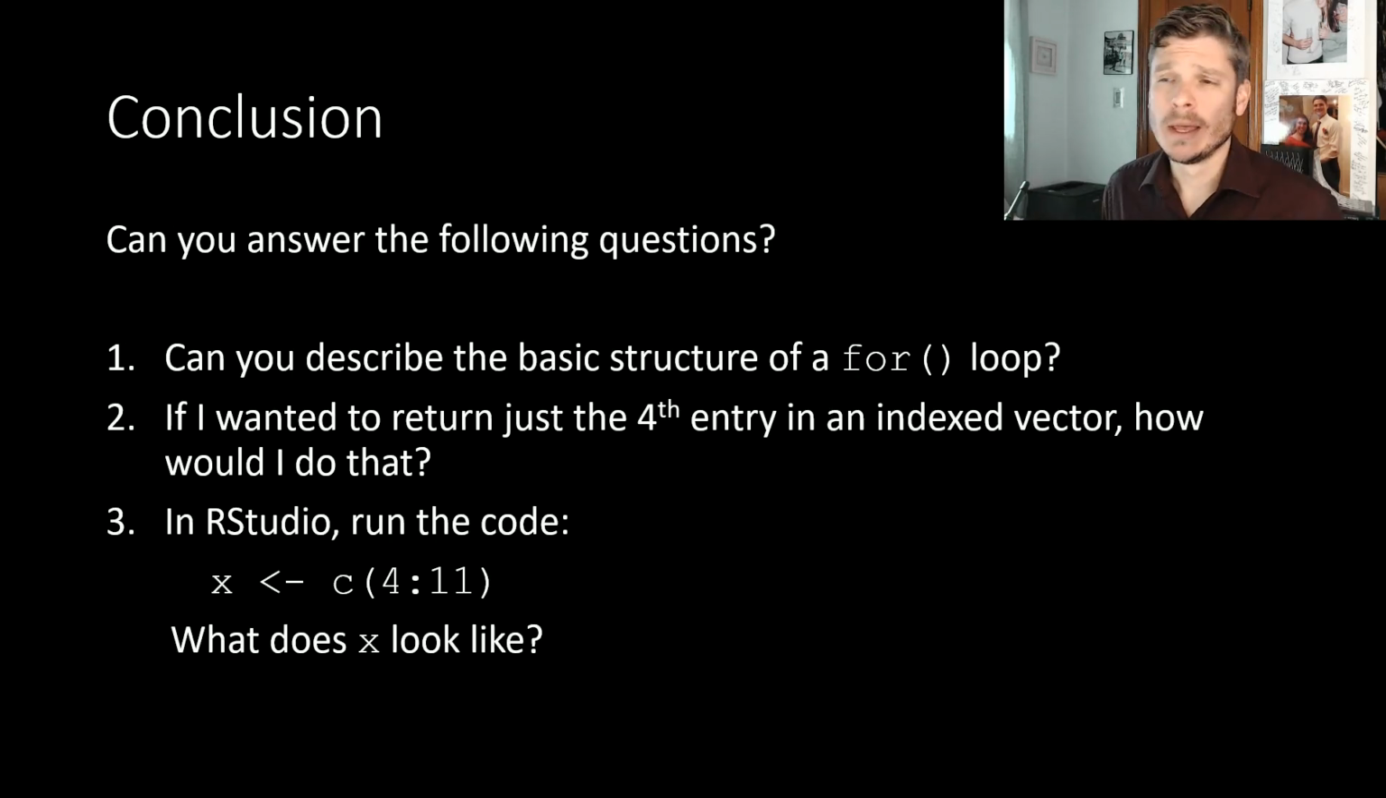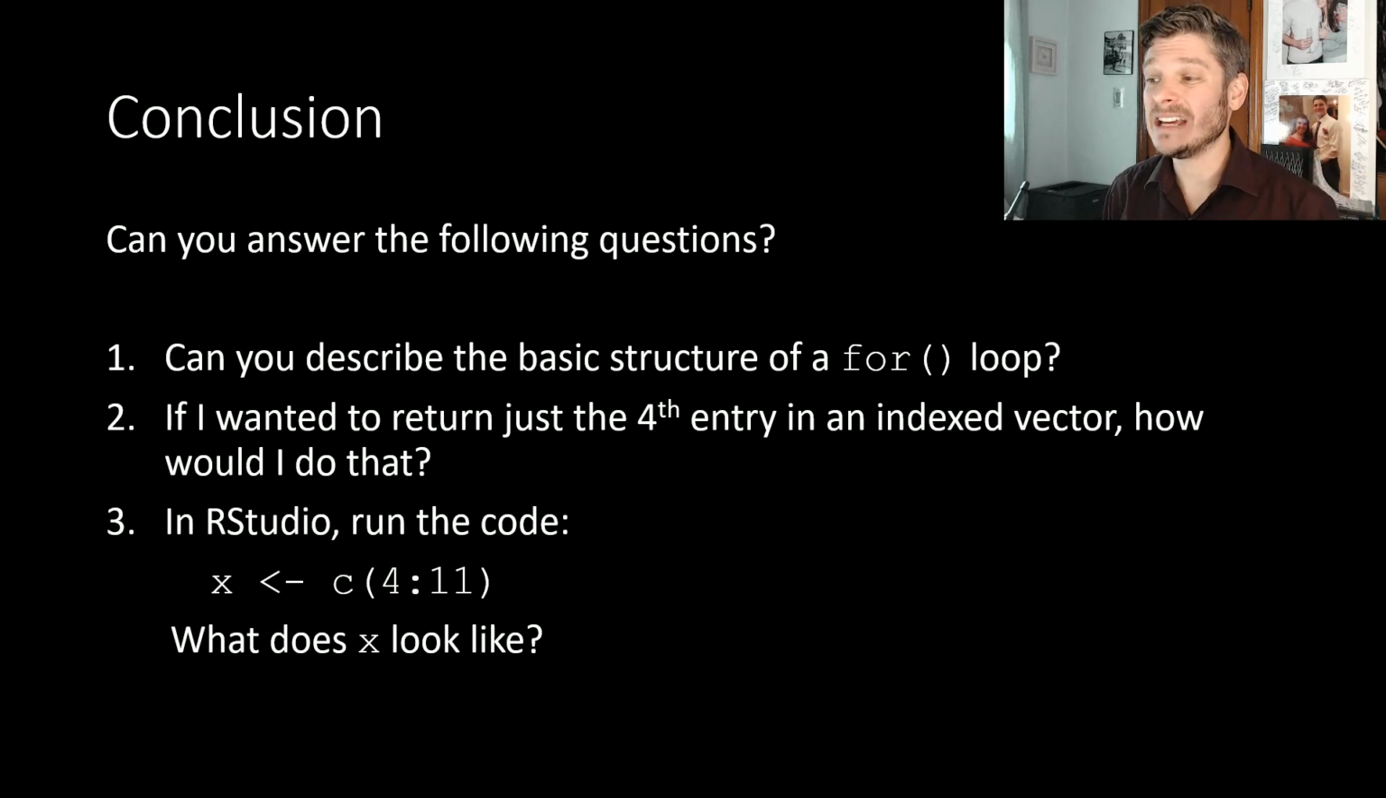So now we're at the end though. Can you answer these following questions? So first of all, can you describe the basic structure of a for loop? For example, if you run your code in R and you try to do a for loop, how does it autocomplete, and what do you need to put? Next up, if I want to return just the fourth entry in an indexed vector, how could I find just the fourth entry, with the brackets and stuff?